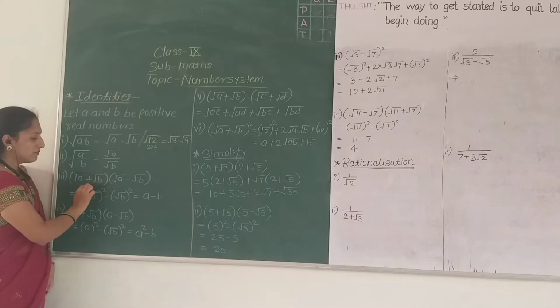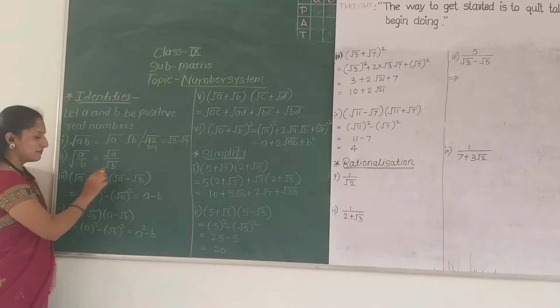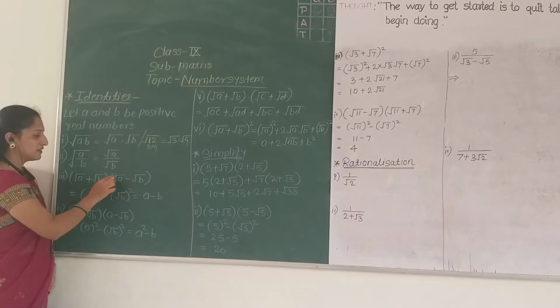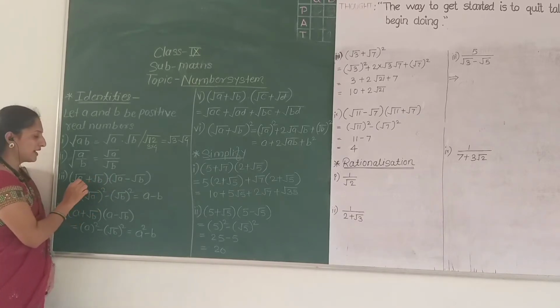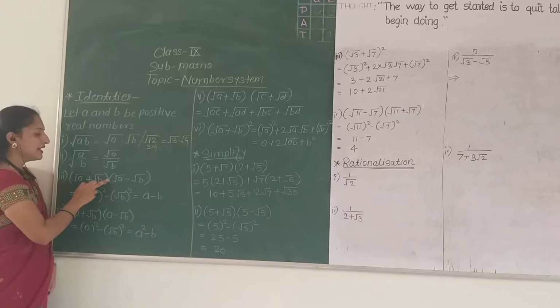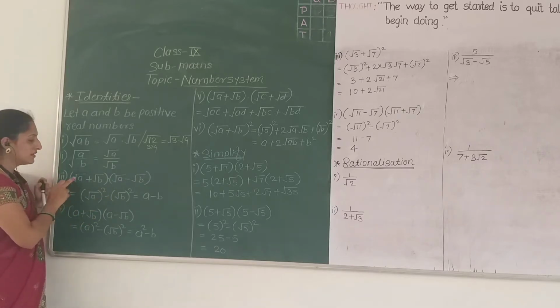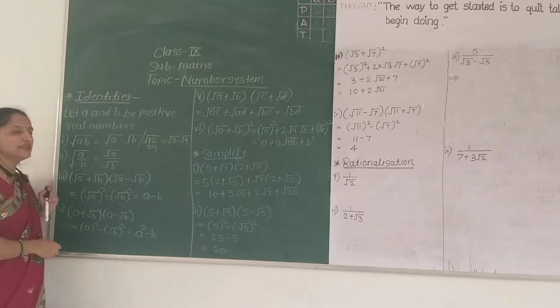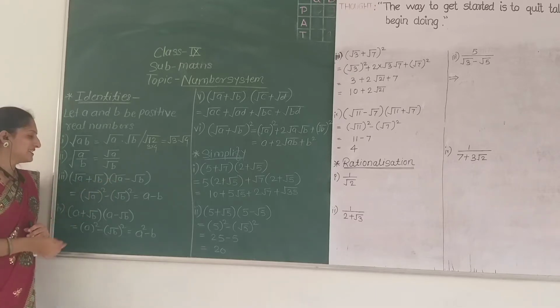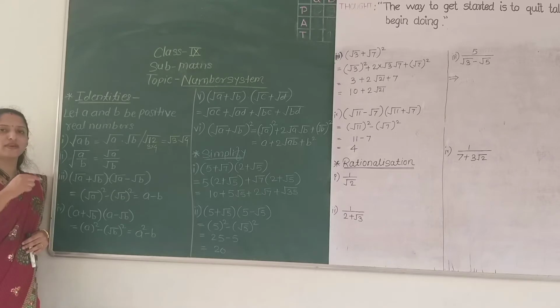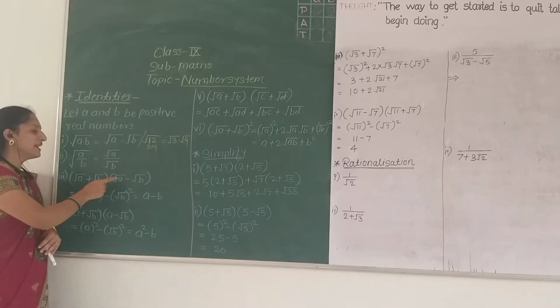Now look at here. Both the brackets contain the same terms, root A and root B, but the sign is different. In first bracket positive sign and in second bracket negative sign. Here there is a multiplication of two brackets, that means A plus B into A minus B. So students, all of you know that A plus B into A minus B is an expansion of A square minus B square.